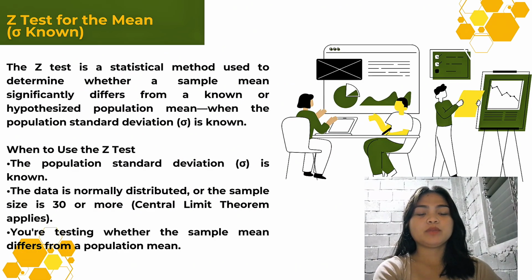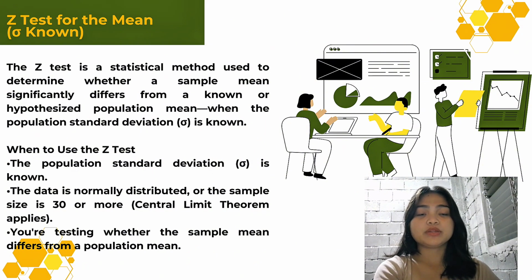Z-test for the mean when the population standard deviation is known. The z-test is a statistical method used to determine whether a sample mean significantly differs from a known or hypothesized population mean when the population standard deviation is known. Z-test is used when the population standard deviation is known.